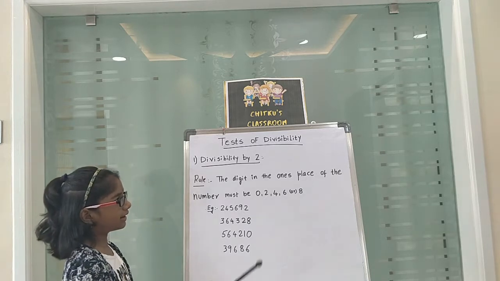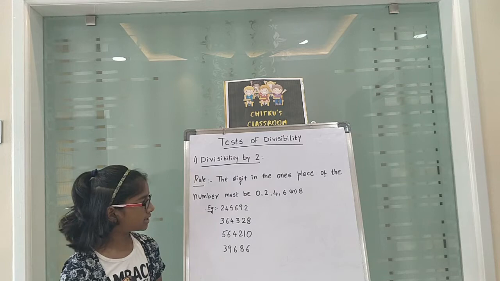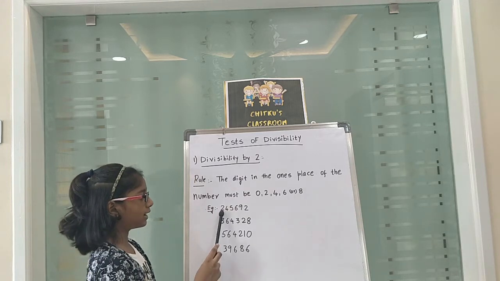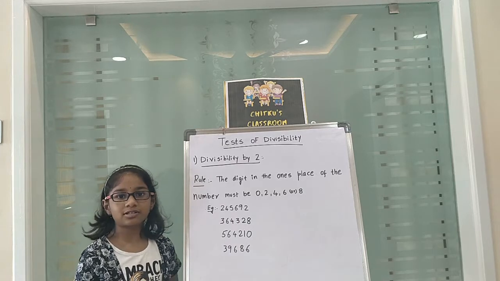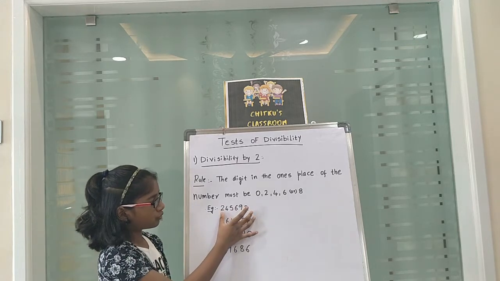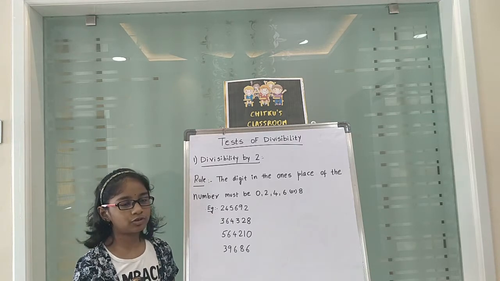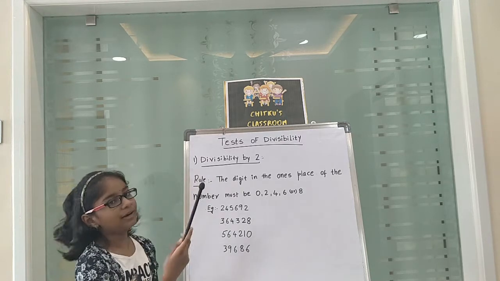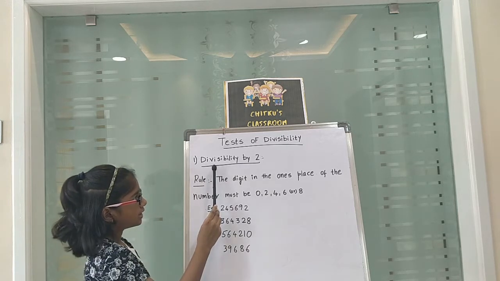So today we'll be learning about tests of divisibility, okay? Tests of divisibility means, for example, we want to find out if this number is divisible by 3. We don't do division, we use divisibility rules, okay? So first let's learn about these divisibility rules.